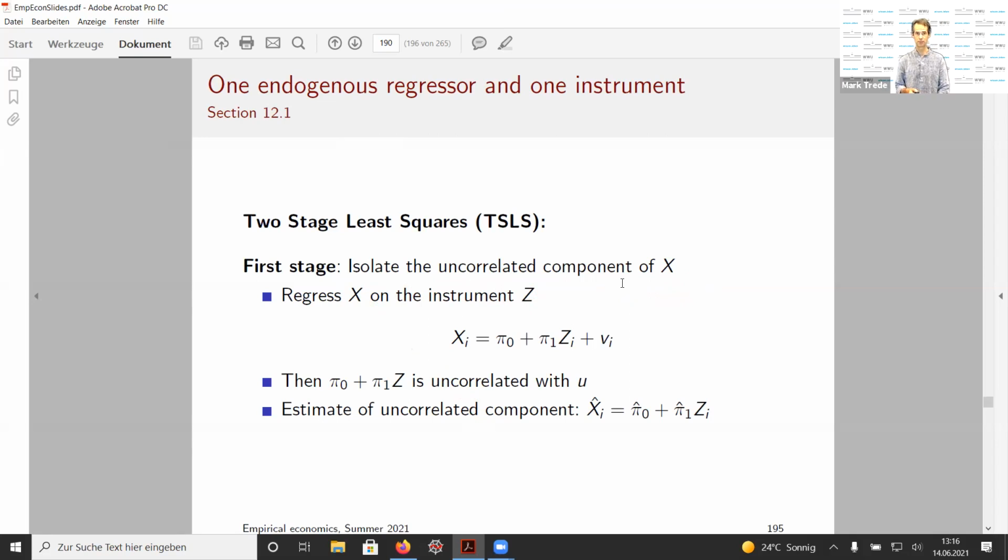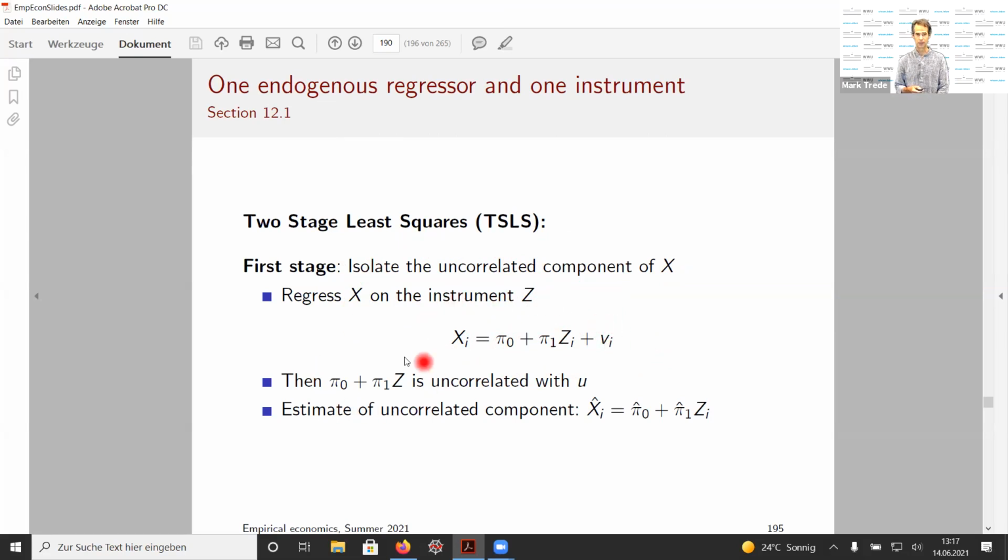So we make a regression, which has nothing to do with the original regression equation we are originally interested in, but which regresses the regressor X on the instrument Z. Okay, so here X is on the left-hand side and the instrument is on the right-hand side. We can just perform the usual lm command in R to estimate this regression equation. And then what we get is an estimated value of pi naught and pi 1. And of course, the residuals V.